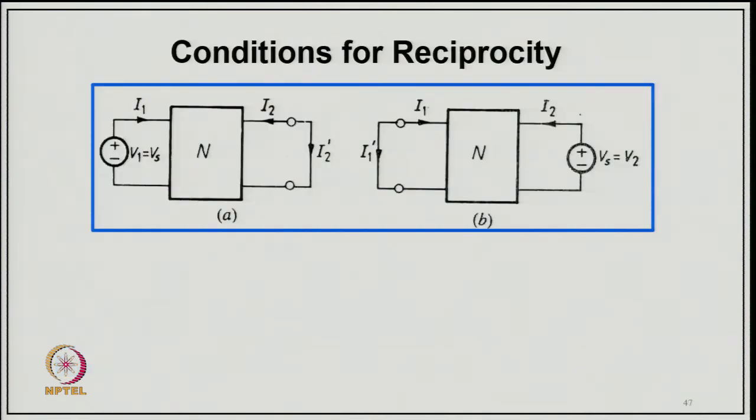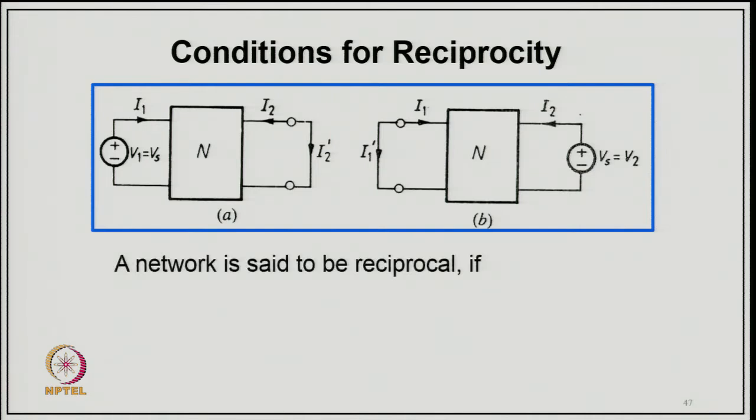Now, there is a condition for reciprocity of this 2-port network. Take a circuit where you short-circuit the output and the current I2 dash flows into it. In another case, you apply the same voltage source at V2 and short the input terminal, and the current I1 dash flows. The source voltages are the same, and the currents flowing on the other side are I2 dash and I1 dash.